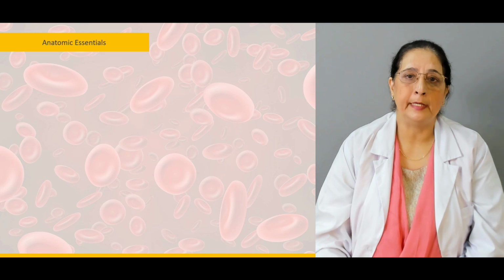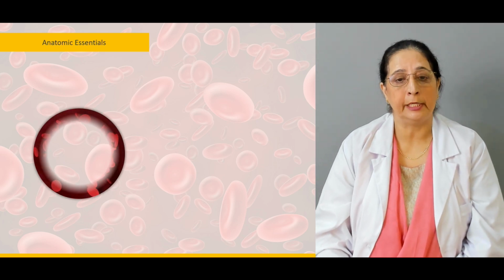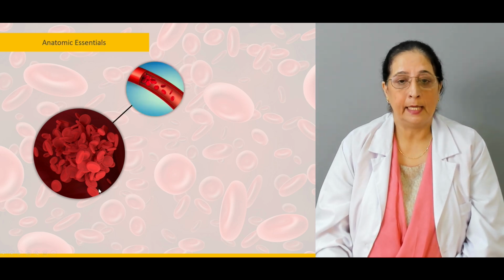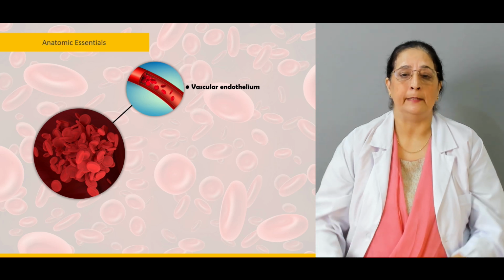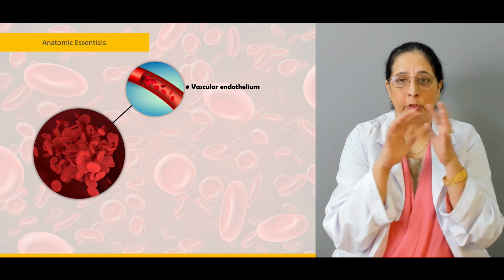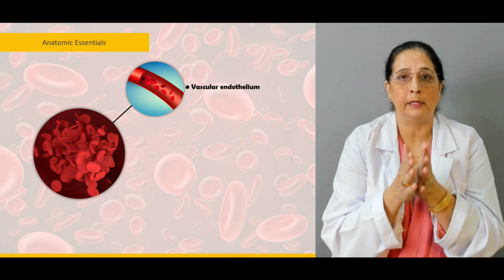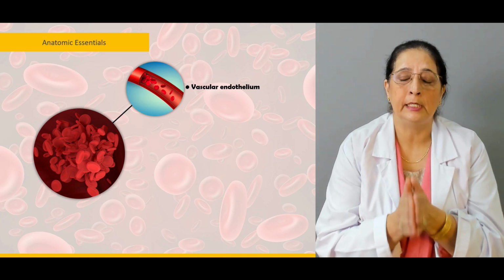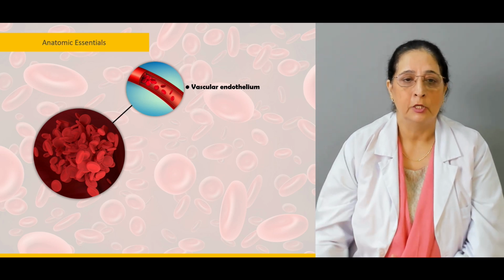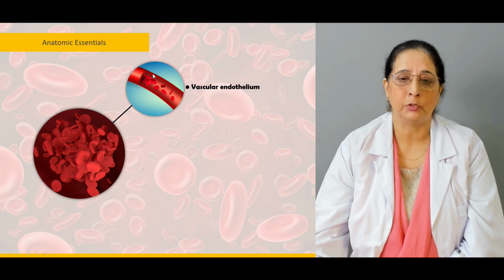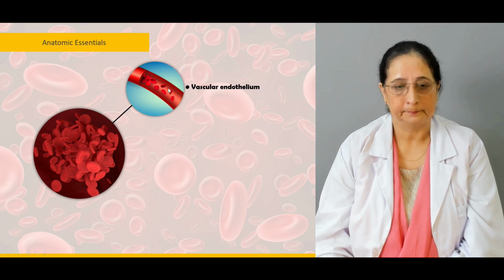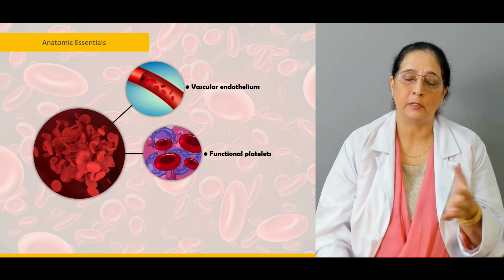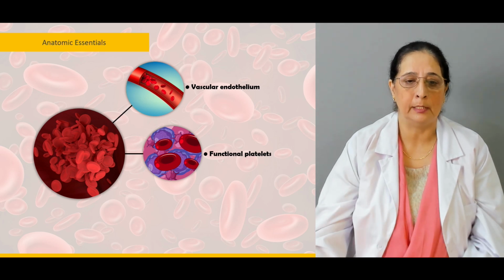Next, some anatomic essentials associated with acute bleeding. That's the blood with the blood cells. Then there is endothelium, vascular endothelium. Endothelium is the lining of the blood vessel. Injury to that blood vessel or vascular endothelium leads to the bleeding. So first we have the vascular endothelium. Then, as we mentioned in the previous slide also, there are platelets, functional platelets.